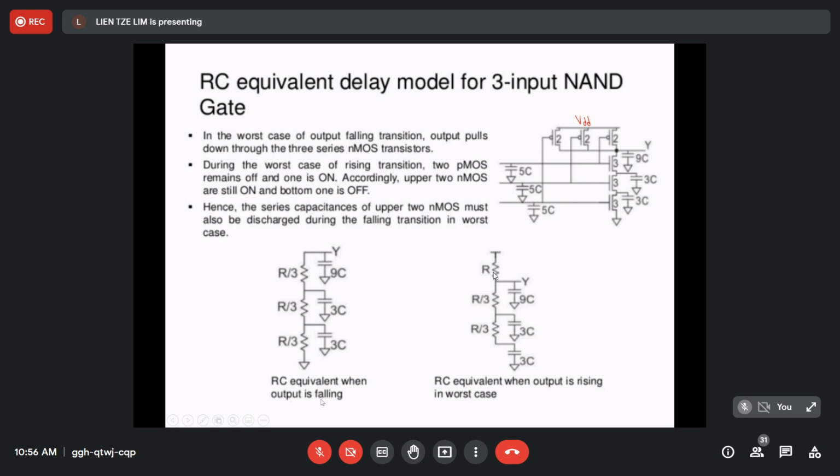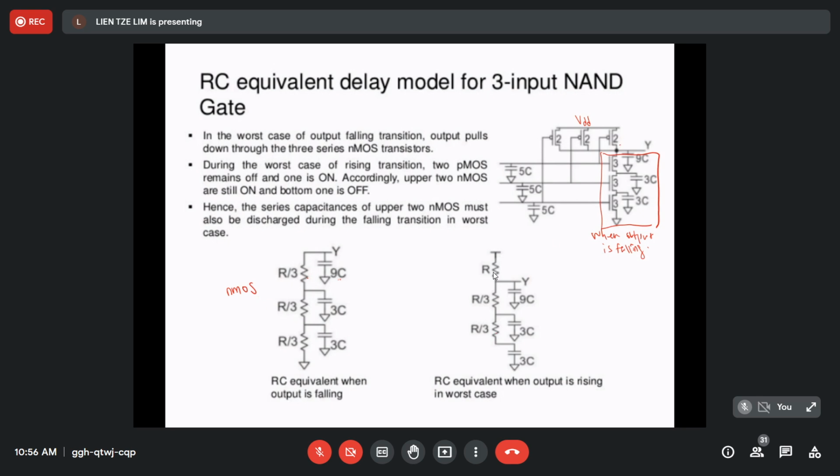When the output is falling, it means that all NMOS are on. These are the NMOS; you must remember these are the NMOS transistors. These NMOS transistors are with the resistance and the capacitance. It's based on this, we take this when the output is falling.